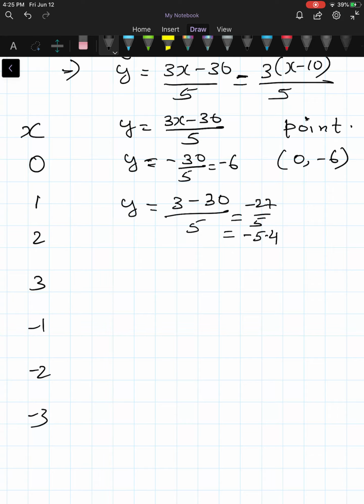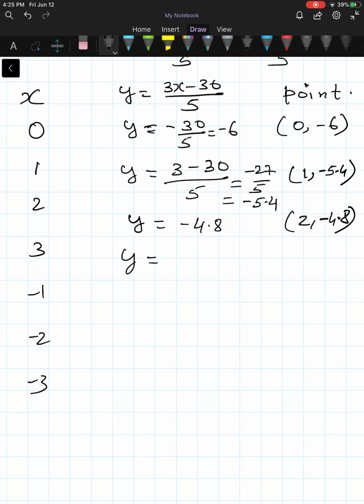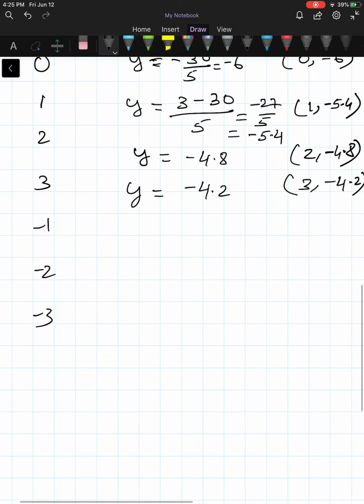It's -5.4. So your point reduces to (1, -5.4). The same thing you will do with 2. You can calculate this; you will get y to be -4.8, so you will get (2, -4.8). And for 3 you will get y to be -4.2. You can do this by yourself. So you will get (3, -4.2).